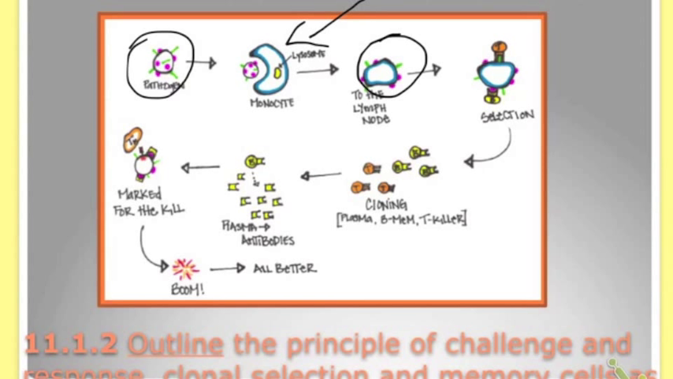And so as you see, these little yellow antibodies will go out and they will attach to the pink antigen on any pathogen they come in contact with. All right, once they've been marked, this is where the other cells come in.